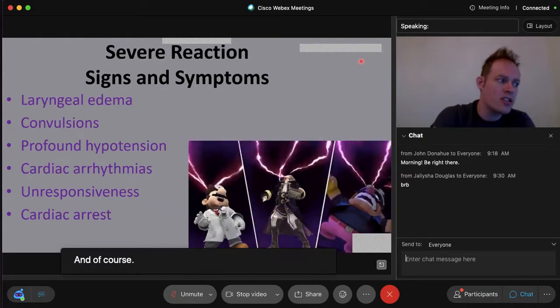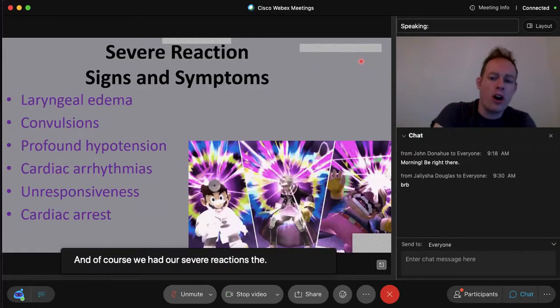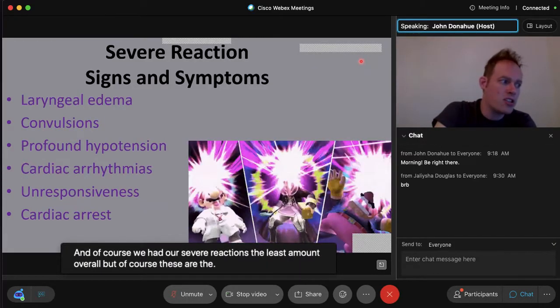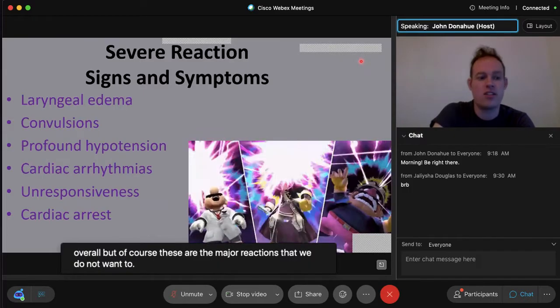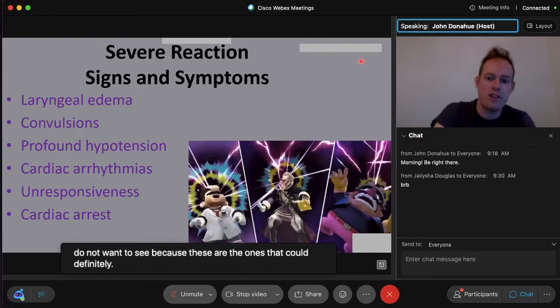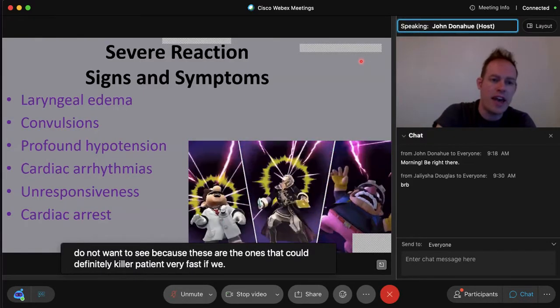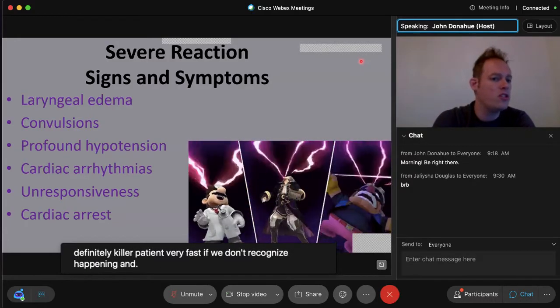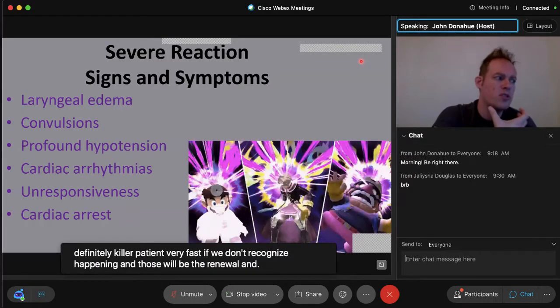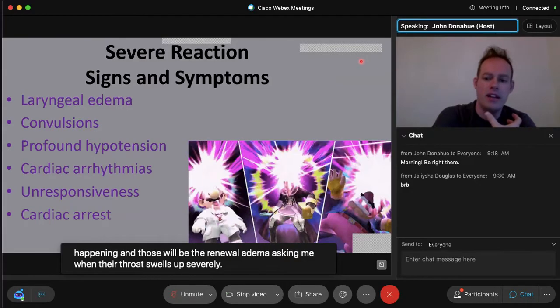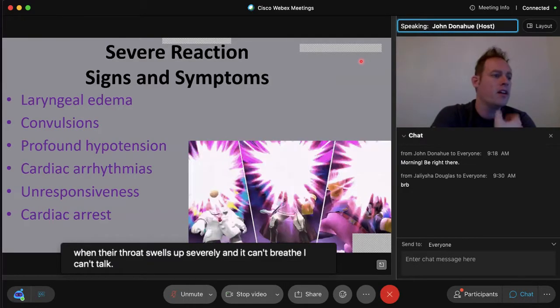Of course, we have our severe reactions, the least amount overall, but these are the major reactions that we do not want to see because these are the ones that could definitely kill a patient very fast if we don't recognize it happening. And those would be laryngeal edema. That's going to be when their throat swells up severely, they can't breathe, they can't talk, they choke.